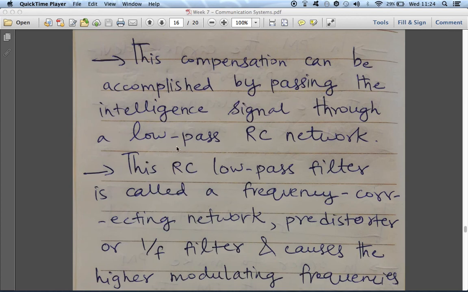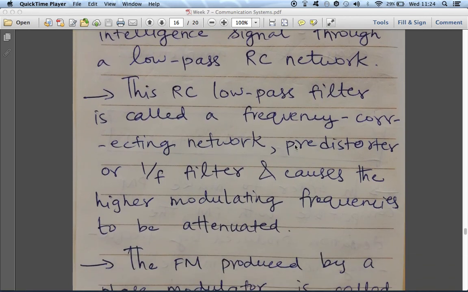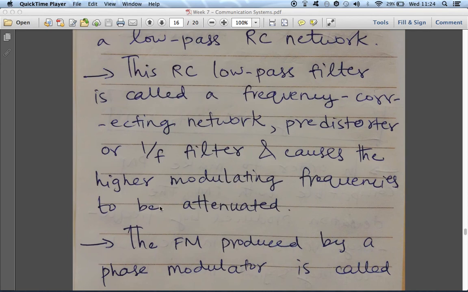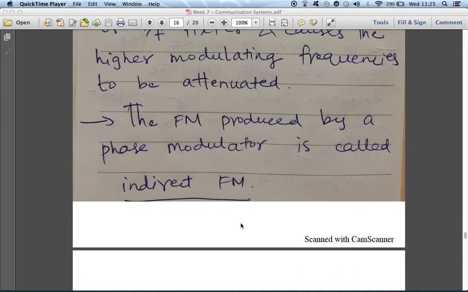For that purpose we need a low pass RC network, which is also called a frequency correcting network, a pre-distorter, or 1 by f filter. It eliminates the higher modulating frequencies occurring in the modulating information signal. And so once that kind of modulating signal is given to the modulator, it will produce an indirect frequency modulated signal which is produced from a phase modulated signal.